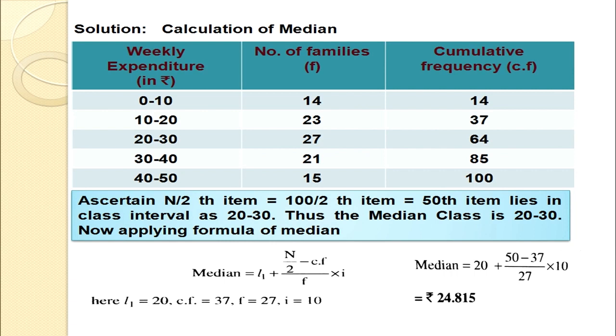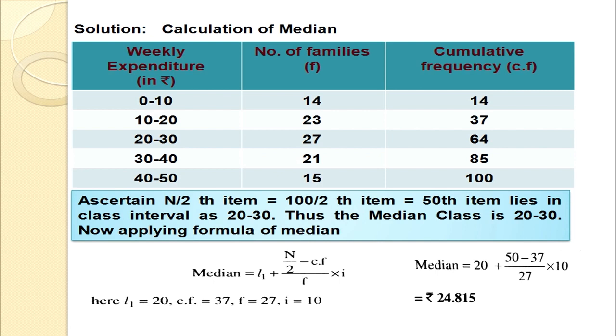And students, we need to cross check the sum of the frequency must also be 100. So once we have computed cumulative frequency, we will ascertain the value of n by 2th item. Over here, n is the total number of observation, that comes to 100. 100 divided by 2th item comes to 50th item. Now we are going to locate this 50th item in the cumulative frequency.